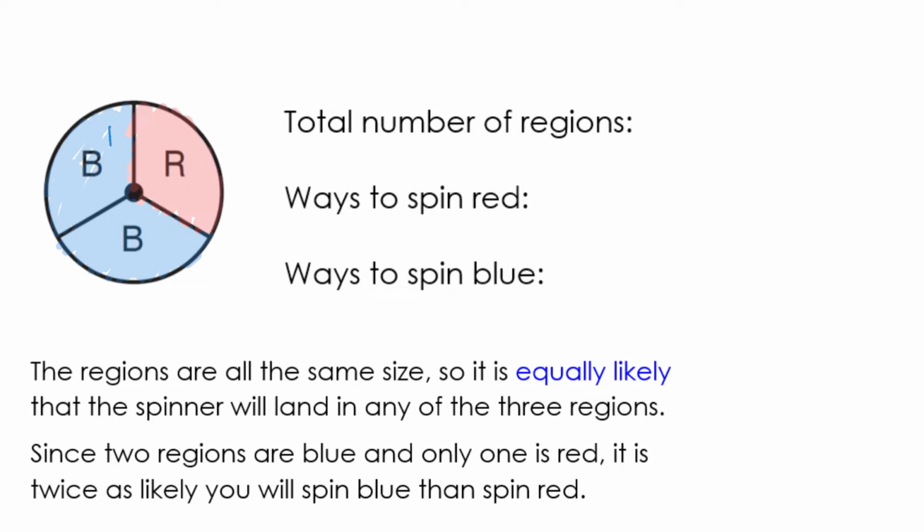Well, I see 1, 2, 3. So 3 regions. Ways to spin red. There's only 1 red and there are 2 blues. The regions are all the same size, so it is equally likely that the spinner will land in any of the 3 regions. Since 2 regions are blue and only 1 is red, it is twice as likely you will spin blue than spin red.